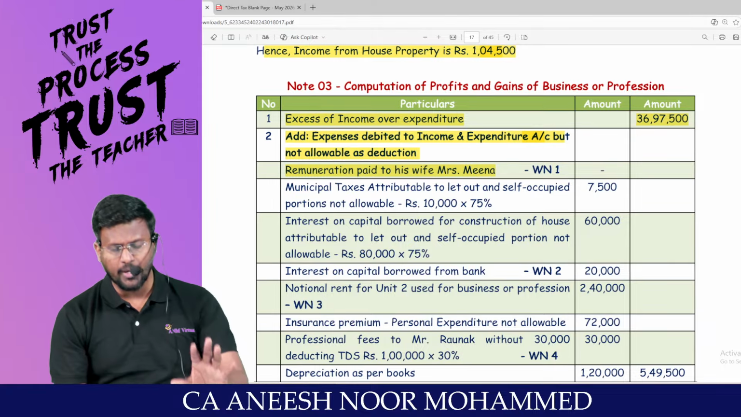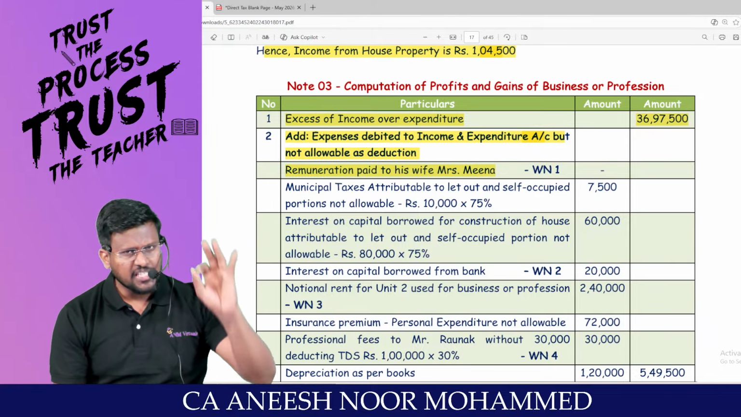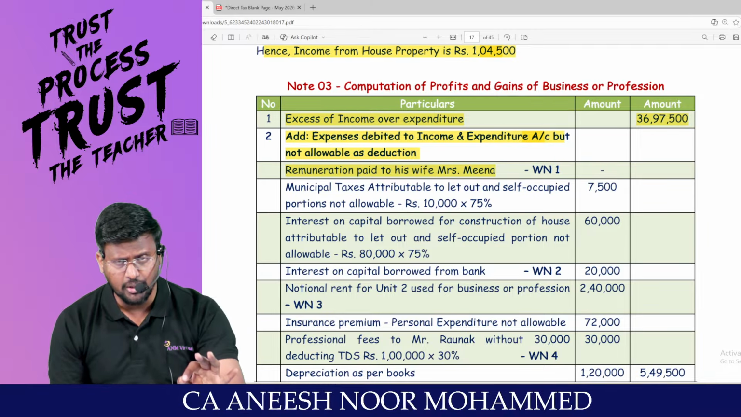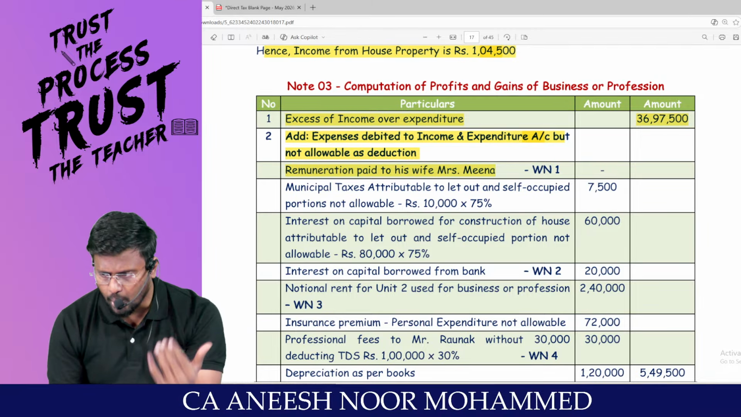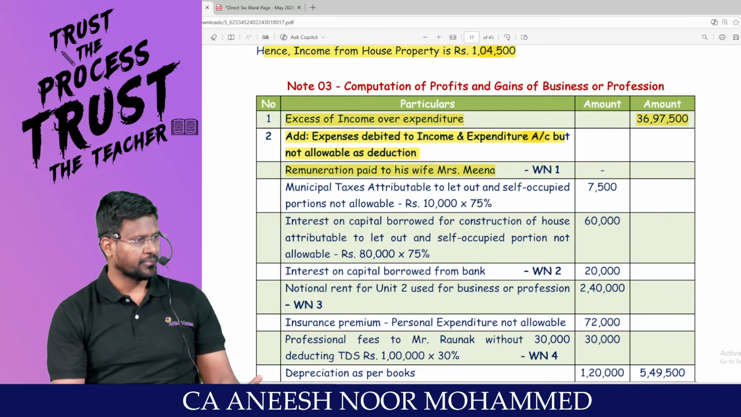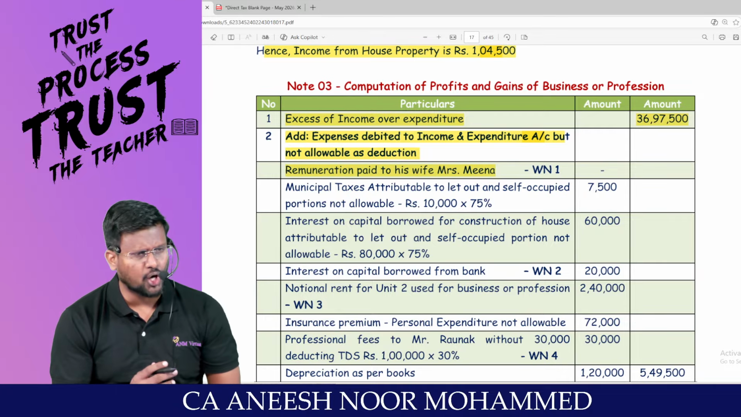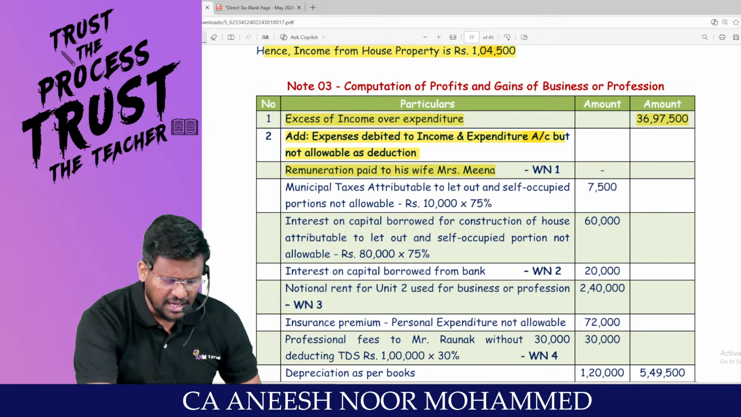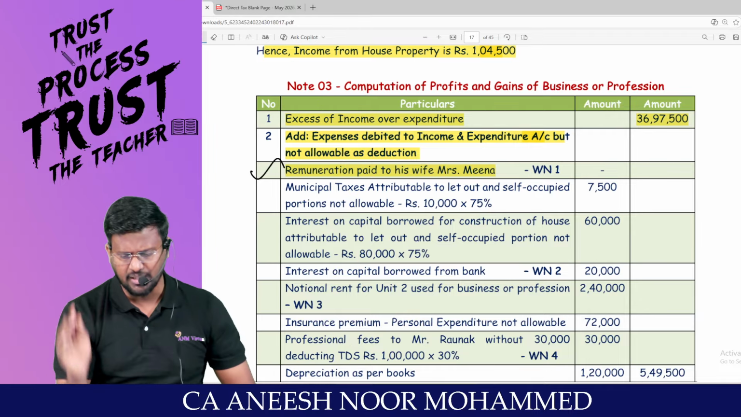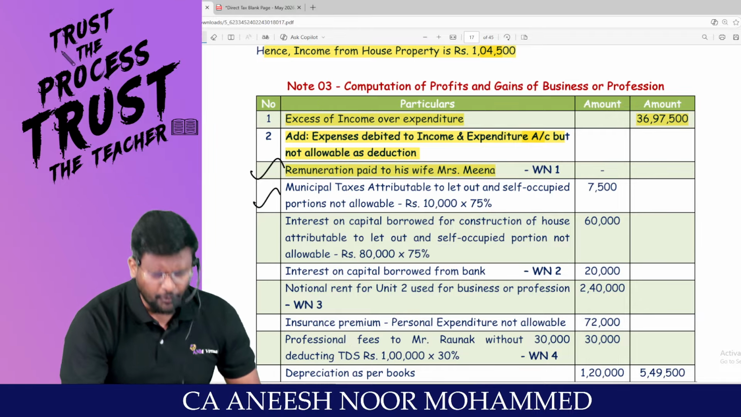Remuneration paid to his wife, Mrs. Meena, no problem. As per PGBP, 40A subsection 2, related party transactions are allowed. But the only problem is, it should not be more than the market price. Question specifically said that it is not more than market price. Hence, no disallowance is needed for PGBP.